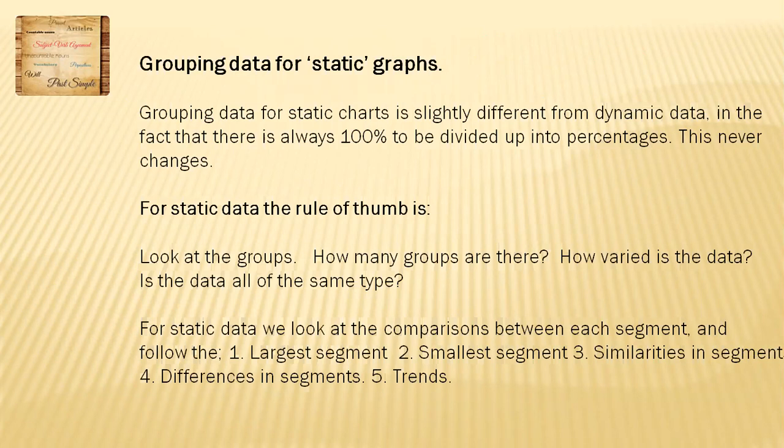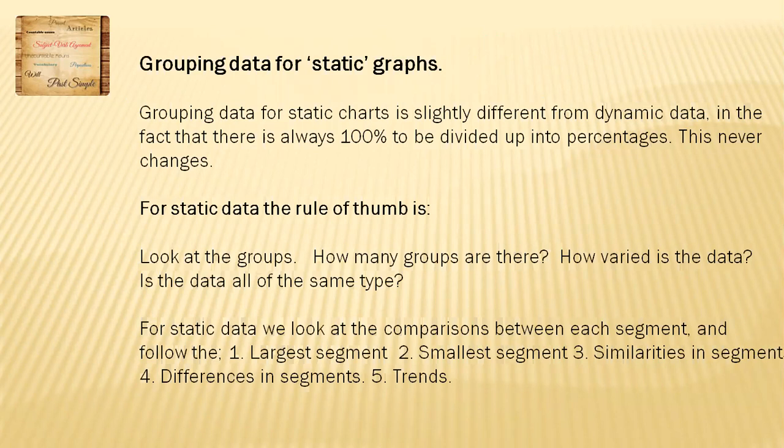Okay, so grouping data for static charts is slightly different from dynamic data or charts, in the fact that there is always 100% to be divided up. This never changes. A pie chart consists of 100%. So for static data, the rule of thumb is look at the groups. How many groups are there? How varied is the data? Differences. Is the data all of the same type? Usually it is, but in some graphs you'll find that it's different. So always check it carefully.